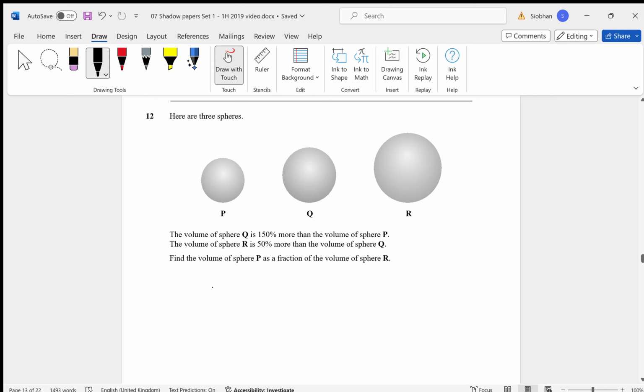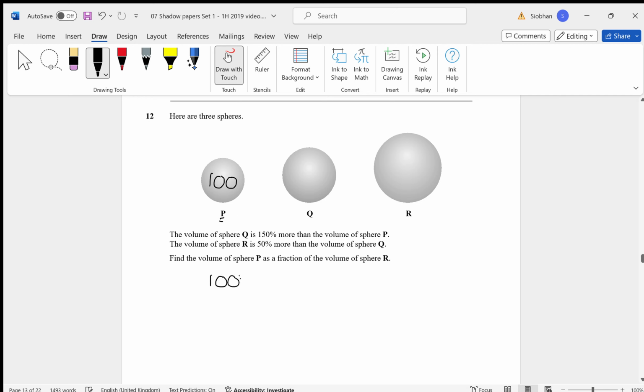You could use single multipliers, or if there's talking about percentages and you're not given an original amount, you can always just make up the original. If we choose 100, that's a really good number you can work with. So we don't know the volume of P, but we can give it a value. Let's say P is 100. So we need to increase that by 150%. So we need to find 150% and then add that on to the original.